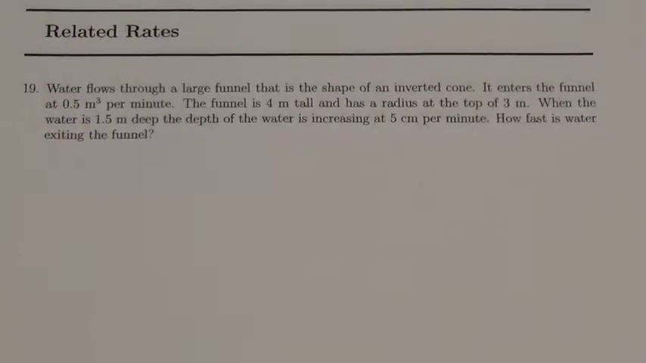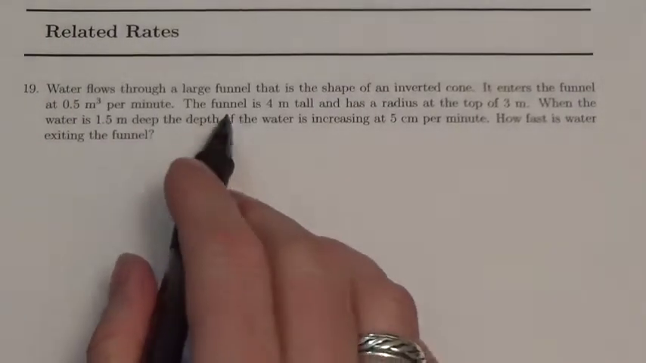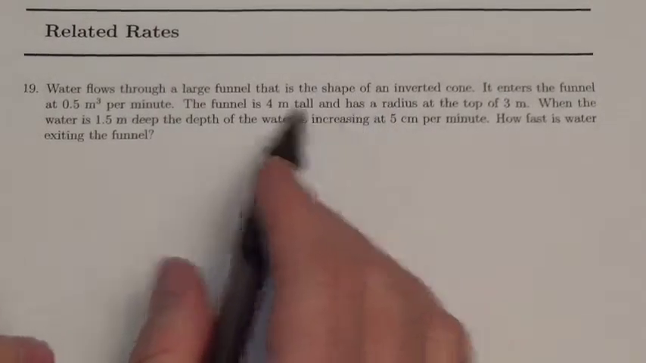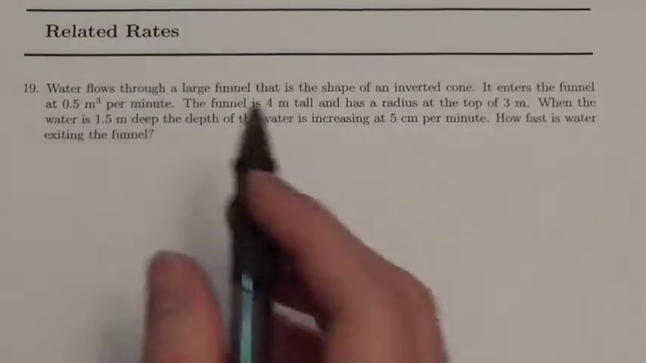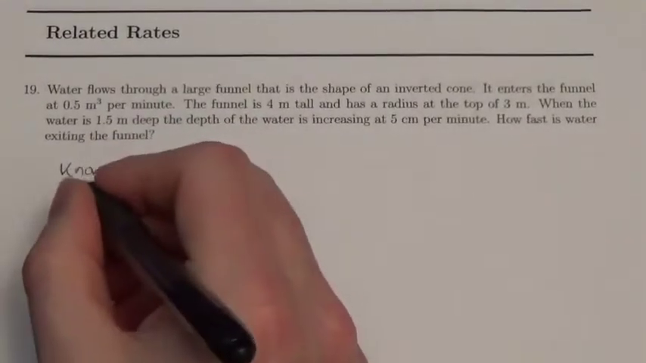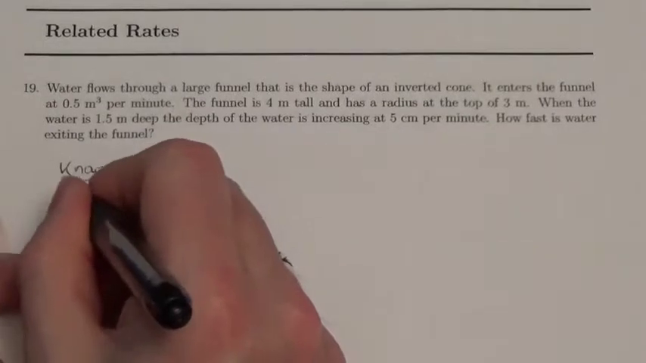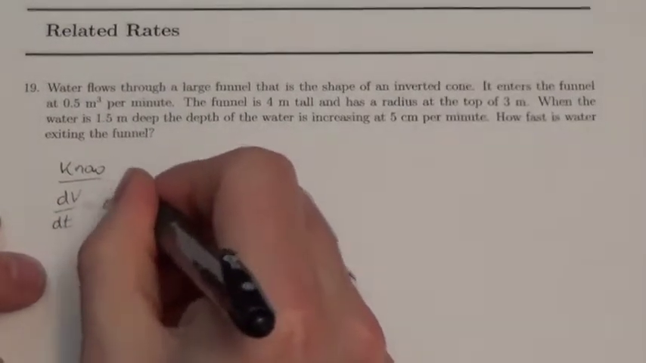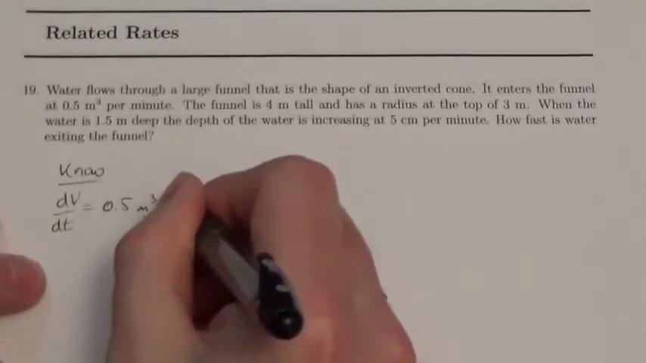Right now in this question we read that water flows through a large funnel that is in the shape of an inverted cone. So, another cone question. It enters the funnel at 0.5 meters cubed per minute. Okay, so we know this looks like a change in volume. So dV/dt is going to equal 0.5 meters cubed per minute.